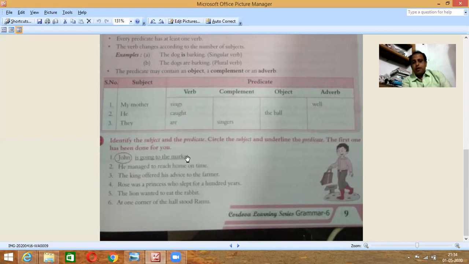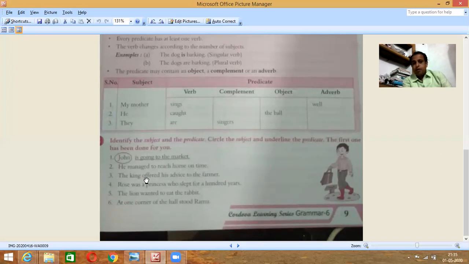John is going to market. I can give you a very easy way to find out the subject in a sentence. I told you already. First sentence: John is going to the market. So what will be the subject? I told you to take the verb. Going. Who is going? John is going. Next, he managed to reach the home on time. What will be the subject here? What is the verb? Managed. Who managed? The answer is he. Then he should be the subject. The rest of the part will be the predicate.